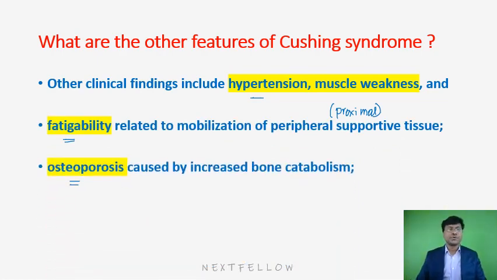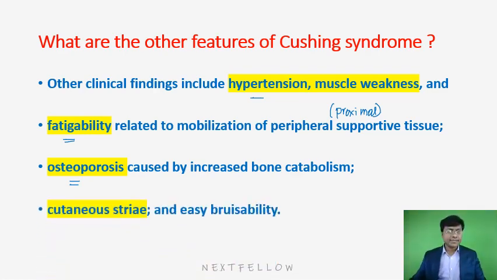There will be osteoporosis. Why? Because these corticosteroids will stimulate the osteoclast. Right? So once they stimulate the osteoclast, they will cause bone resorption, resulting in osteoporosis. Then followed by that, the cutaneous striae and easy bruisability.